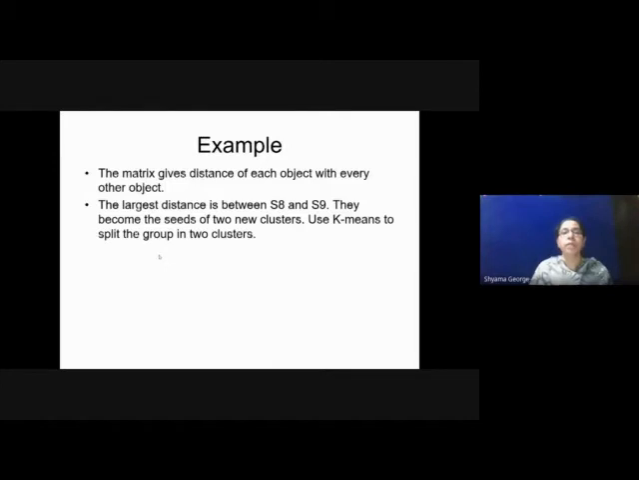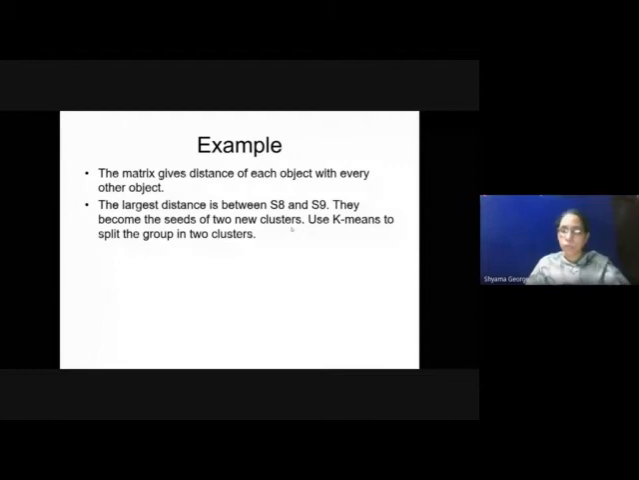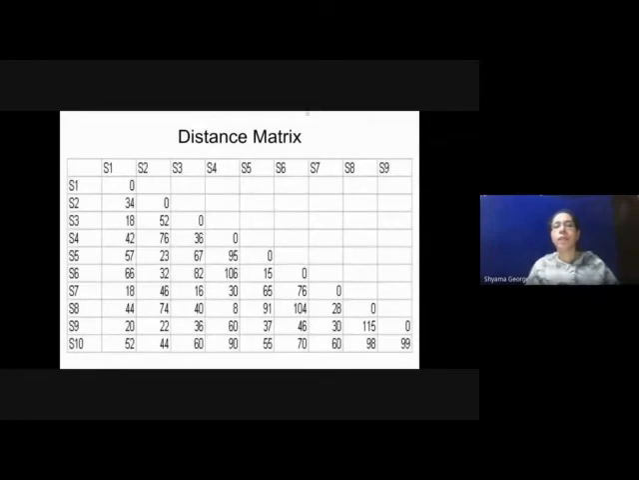So here the metric gives the distance of each object with every other object, and the largest distance is between S8 and S9. They become the seeds of the two new clusters, and we can use k-means to form the two groups. The maximum distance value is 115, and that is between S8 and S9. So we can make S8 and S9 form two clusters.